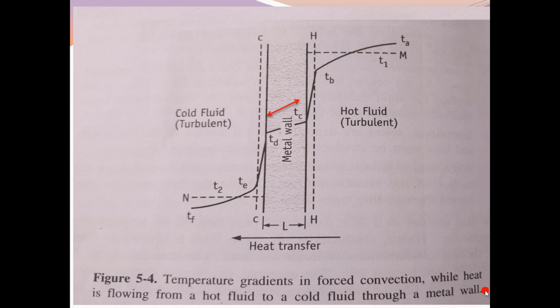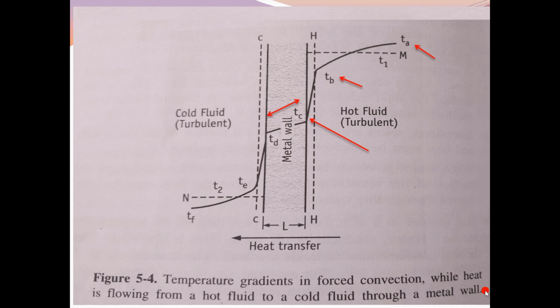To the right, the fluid is in turbulent flow on the hot side. Turbulent flow means the fluid has a specific velocity to flow. Then TA is the maximum temperature in the hot fluid. Another one, TB, is the temperature at the boundary on the hot side. Similarly, TC is the temperature at the actual interface of this metal wall.